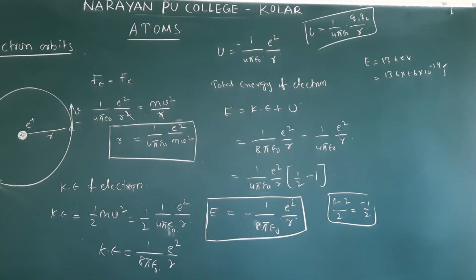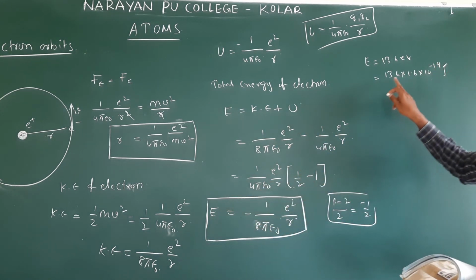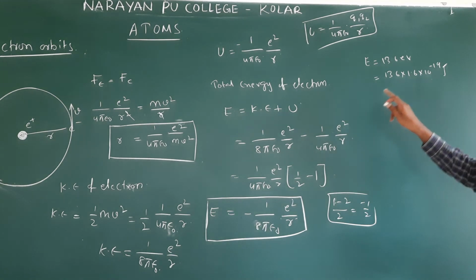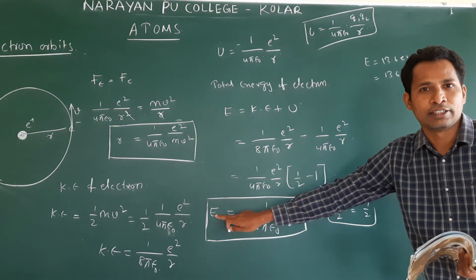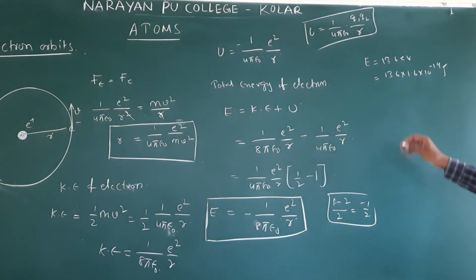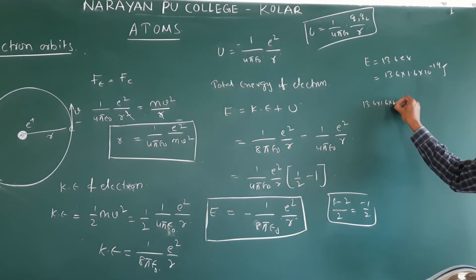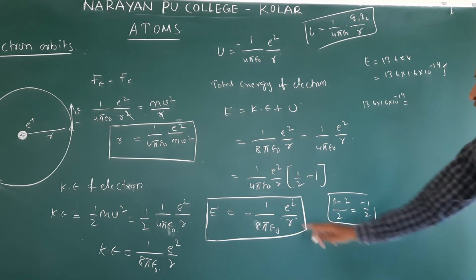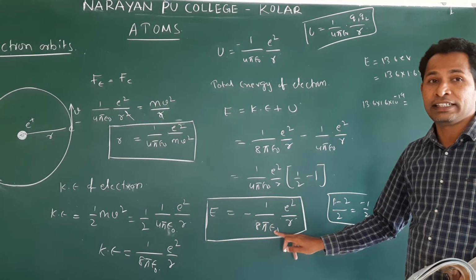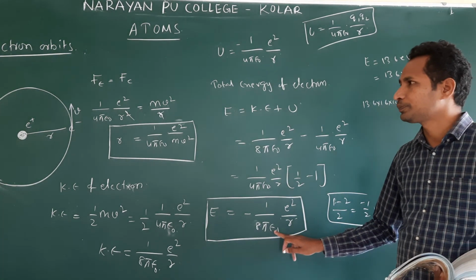Clear? So they are asking to compute the orbital radius and velocity of the electron. We have an energy expression, right? This energy is given because it is separating. What is this? This is the binding energy. Once we provide this binding energy, the electron will become free. So equate with this. 13.6 into 1.6 into 10 power minus 19 is equal to, we have 1 by 4 pi epsilon naught, 9 into 10 power 9. Am I correct or not?